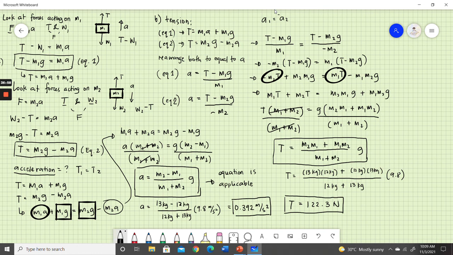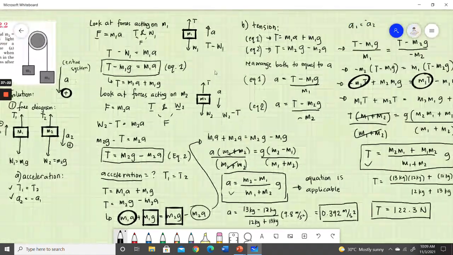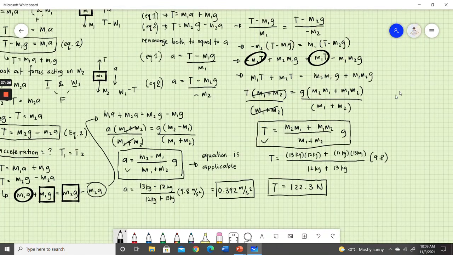Okay, so now we have our acceleration and we have our tension. So that's how you solve for acceleration and tension. You don't need to do what I did. You just use these equations that I showed you, because these are very applicable to any problem that has an Atwood setup like our sample problem.